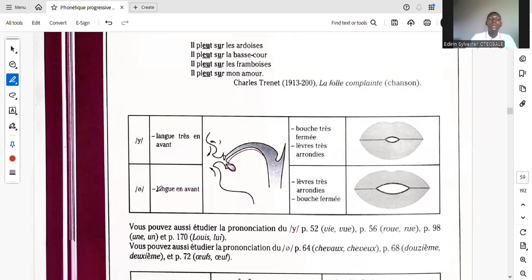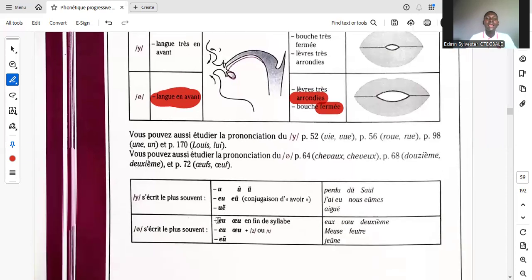Number one is long en avant, meaning it is an anterior sound. We have lèvres arrondies, meaning the sound is what? Arrondi, the lip is round. And then we have fermé. Now, this occupies the same position at the front, like the sound A, which we have looked at. So we have A, we have "eu", that's what you have for that particular phoneme.